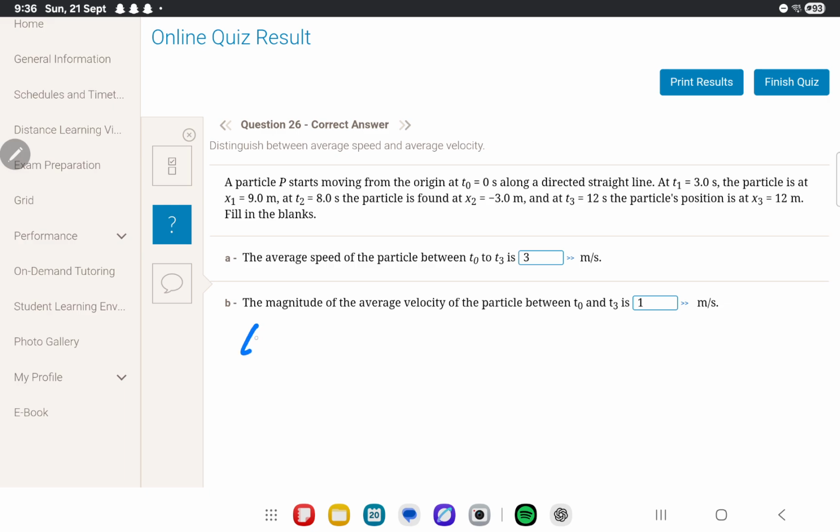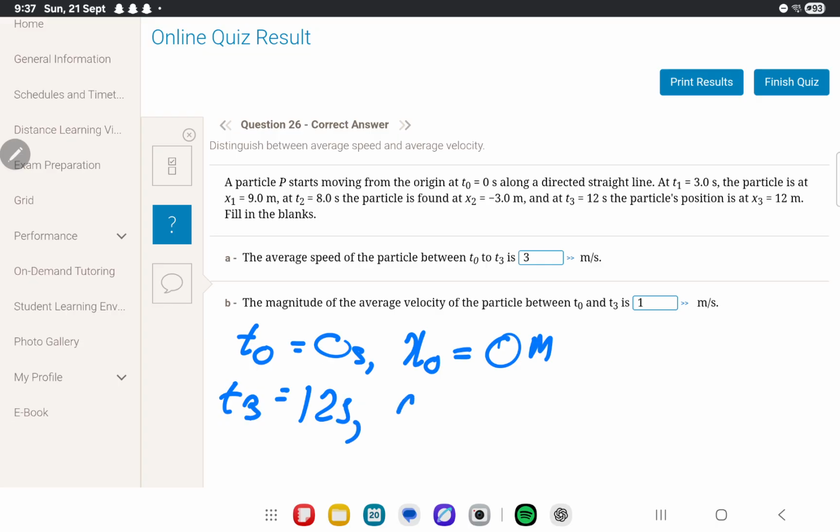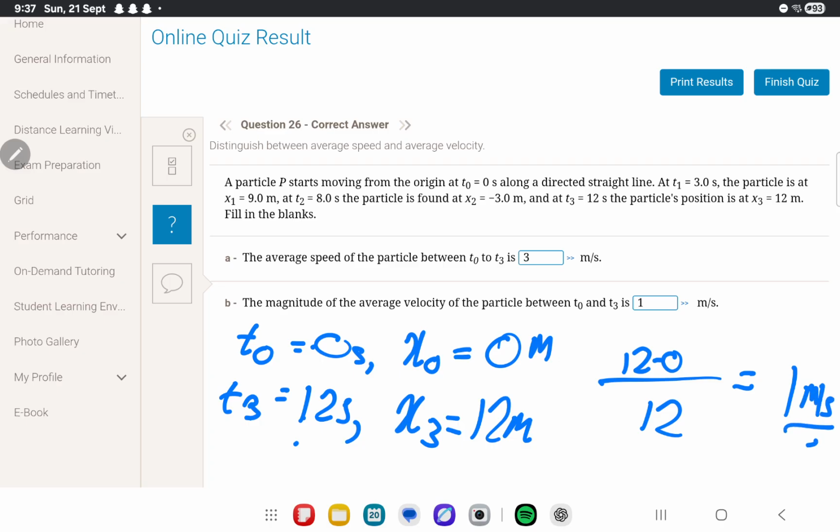Okay, so t0 equals 0 seconds, and the initial position is at the origin, so 0 meters. Now, t3 is 12 seconds, x3 is 12 meters, right? So it's going to be t3 minus t0 at the bottom, which is 12 minus 0, just 12. x3 minus x0, so 12 minus 0, just 12. 12 over 12 is 1 meter per second. That's the answer. Yes, that's the average velocity.